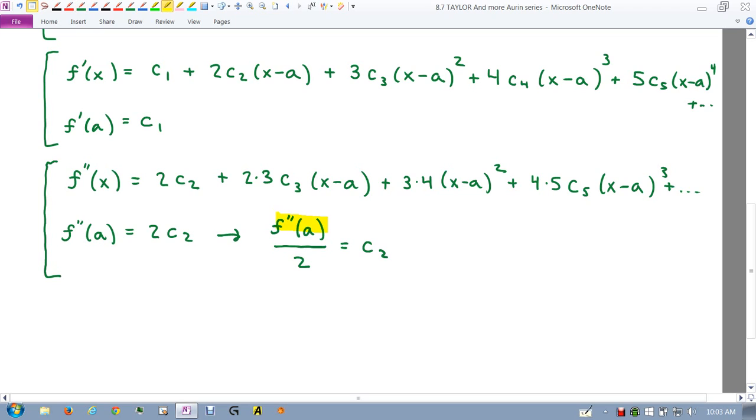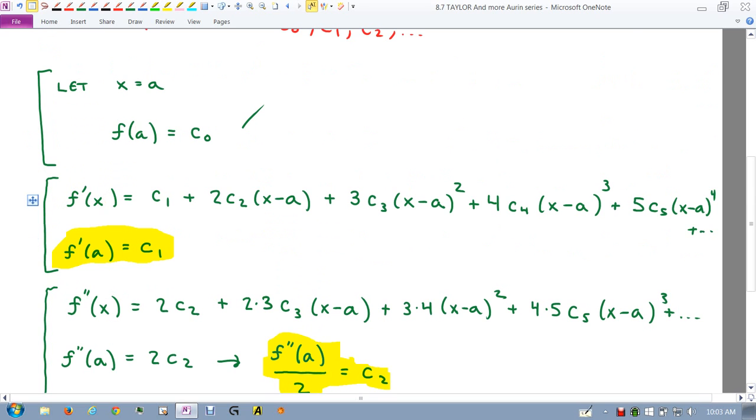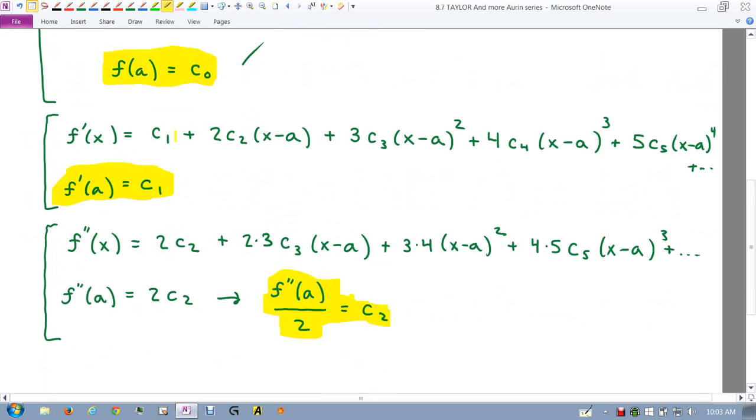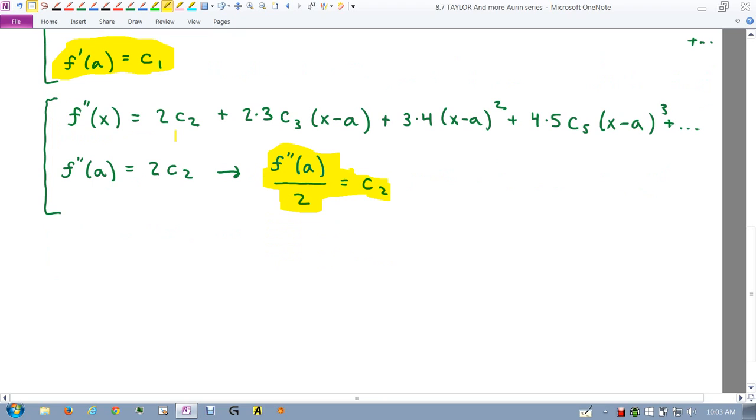Let me start highlighting our answers here. That's c sub 2. Here was c sub 1, c sub 0. I think we're going to have to go at least one more for you to see the pattern. What would I do now, if we're going to continue the same process?